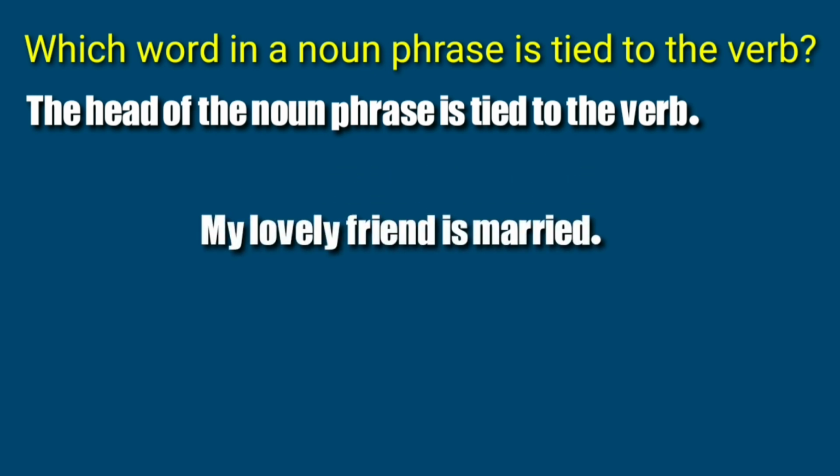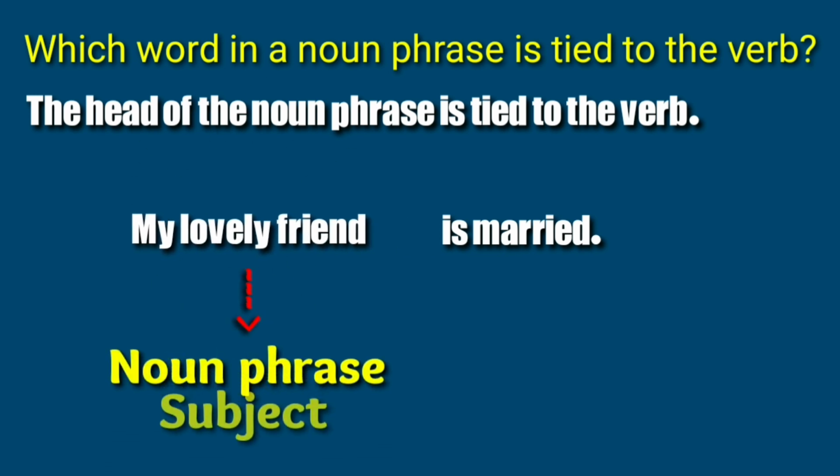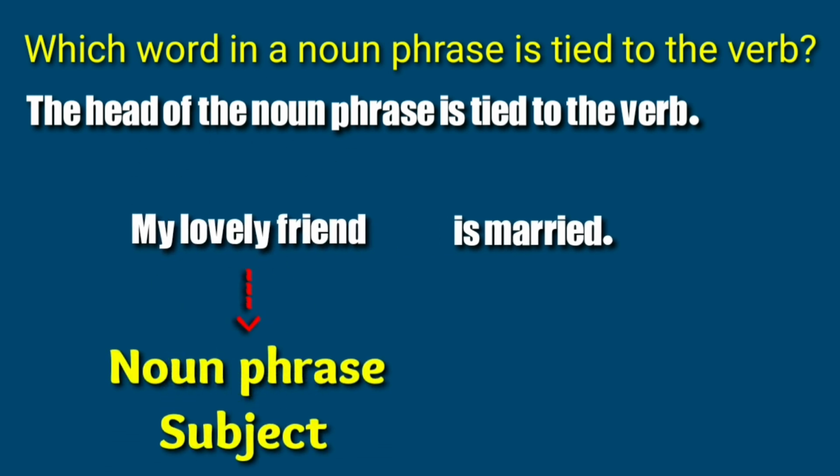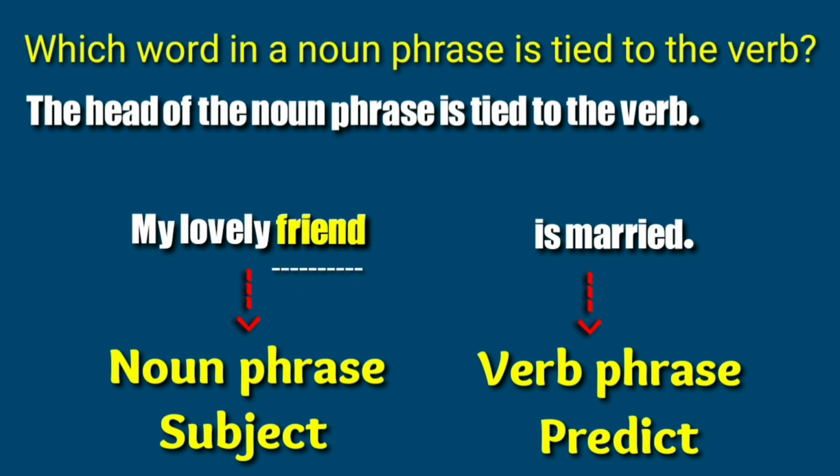Let's analyze this sentence. It is of two parts. My lovely friend is the noun phrase and the subject of the sentence. Is married is the verb phrase and the predicate of the sentence. In this sentence, the head of the noun phrase, friend, is the subject that is tied to the verb is.